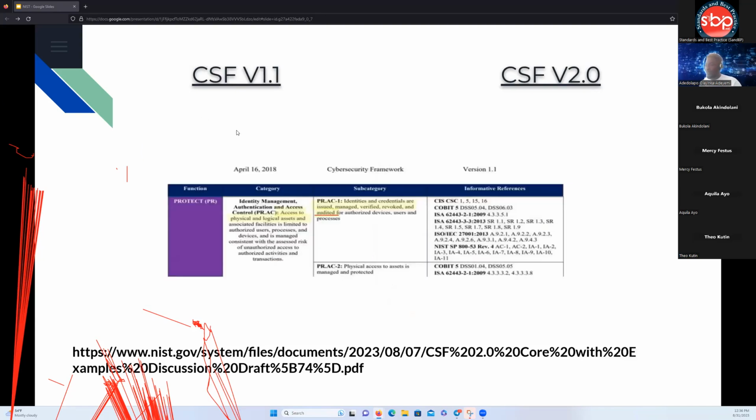So before in CSF 1.1, this is how you would have it. The informative references are aligned in the same table with the subcategory and the categories. This is an example from the protect function. In the protect function, one of the categories is identity management, authentication, and access control: how people would have access to both physical and logical assets within a facility. So a subcategory for that was identities and credentials are issued and managed by a particular team, and this is the informative reference for it. So standards that you could use as guidance in aligning to those cybersecurity practices. Right now in 2.0, that's been taken off, and you could find that in the implementation example discussion draft. I will share that too at the end of the session.